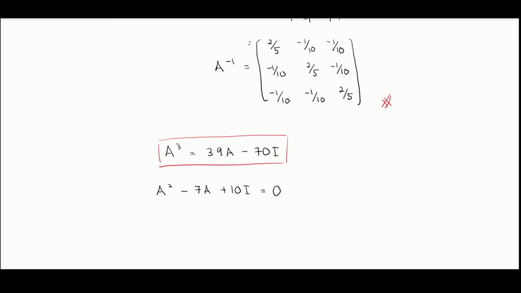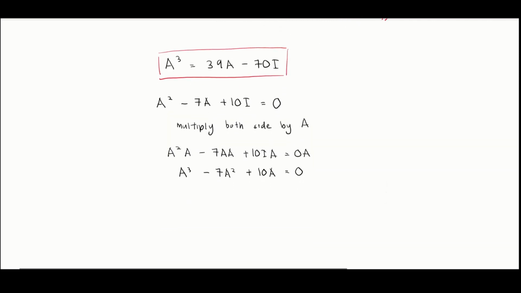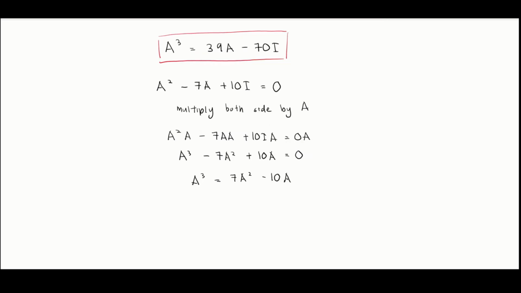That's right, we just multiply both sides by A. Alright, so we multiply both sides by A, so we get A squared times A, 7A times A, 10I times A, 0 times A. So this becomes A cube minus 7A squared plus 10A equals to 0. Alright, so we have A cube there, so we can rearrange this equation. So A cube is equals to 7A squared minus 10A. Hey, wait a minute, it's not the same as what we want. So how do we get to this equation?